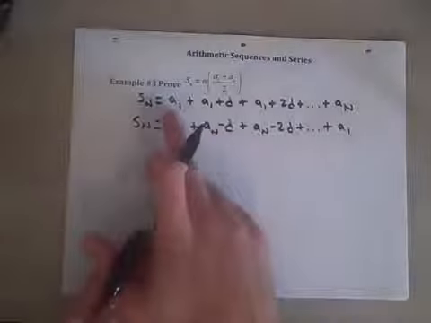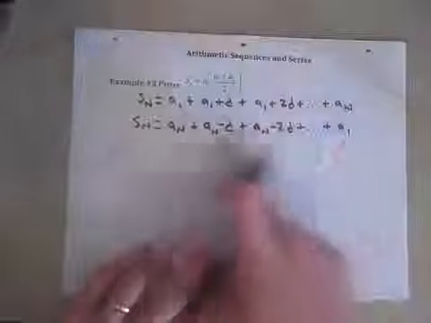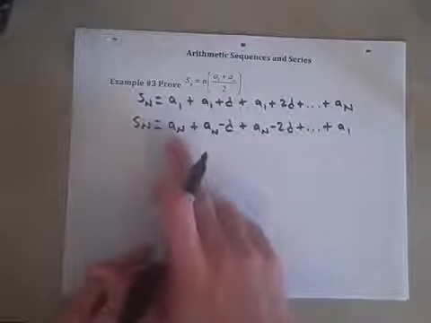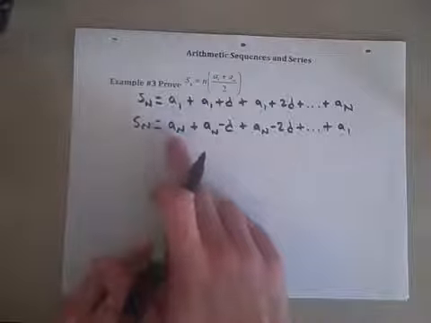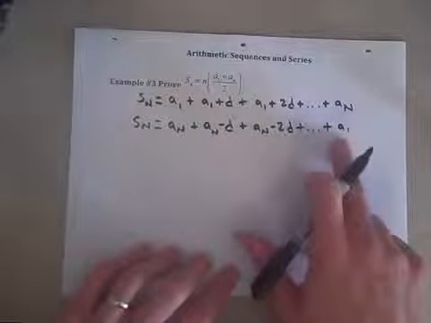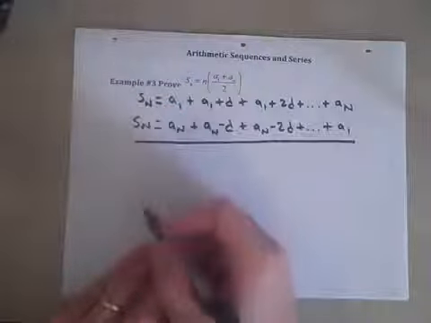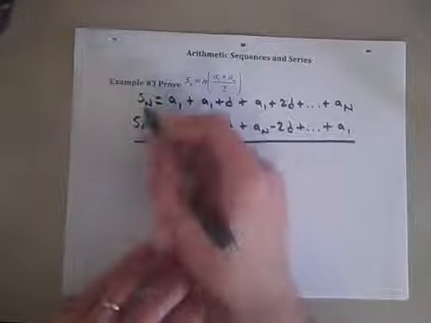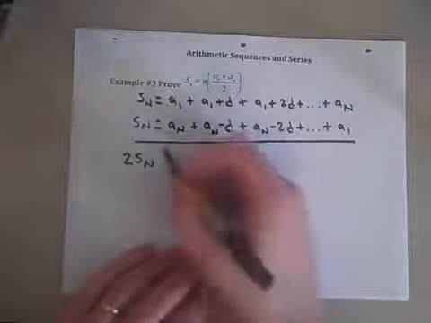So here, starting with a sub 1, we're adding d, adding 2d, adding 3d, 4d, 5d. The same idea, starting with the last term now, a sub n, subtract d, then subtract another d, then another d, and your last term will be a sub 1. When you add S sub n and S sub n, which again is the sum, you're going to get this. 2 times the sum.